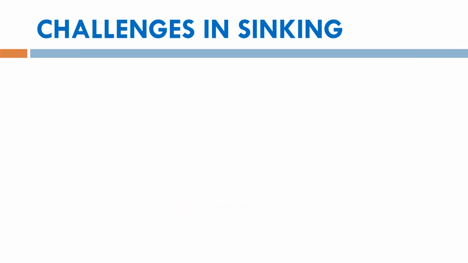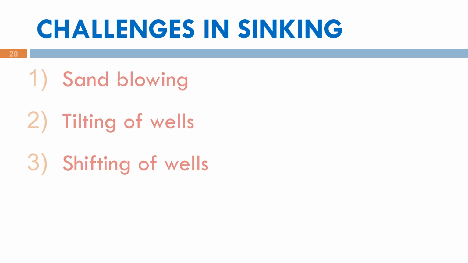Now that we have understood how a caisson is sunk into the ground, let's look at an important practical aspect: the challenges encountered during the sinking process. Although the construction procedure may appear straightforward, several field problems can arise due to varying soil conditions and groundwater. The three most common challenges are sand blowing, tilting of wells, and shifting of wells.